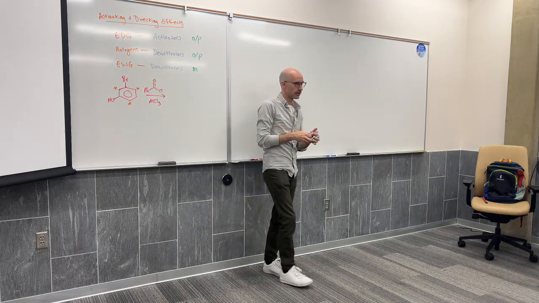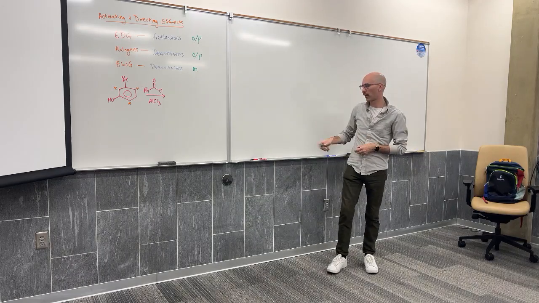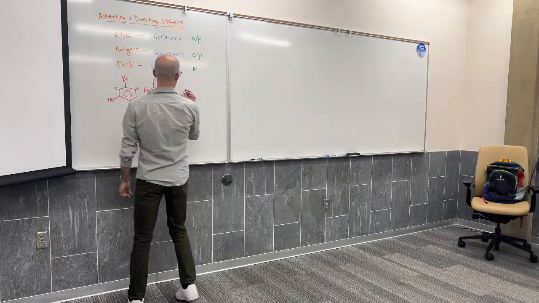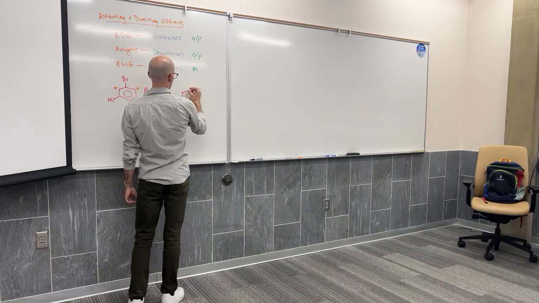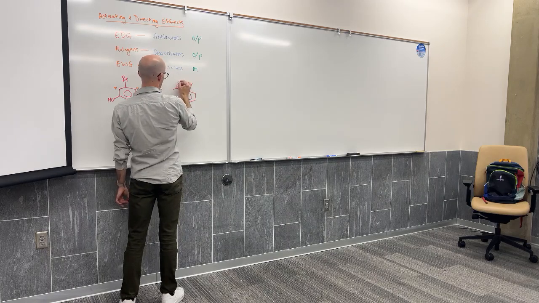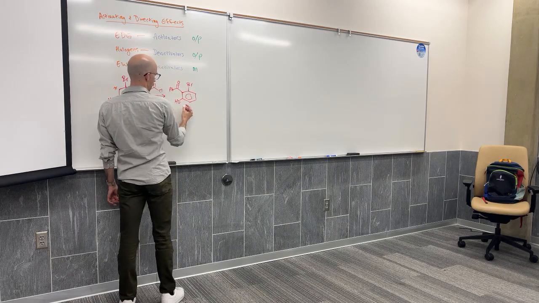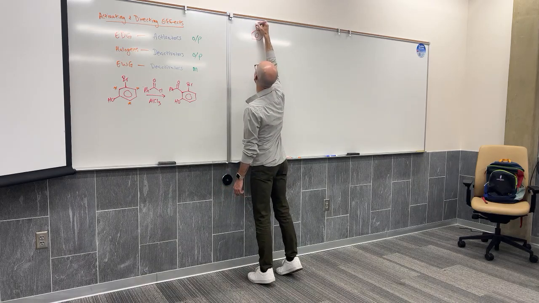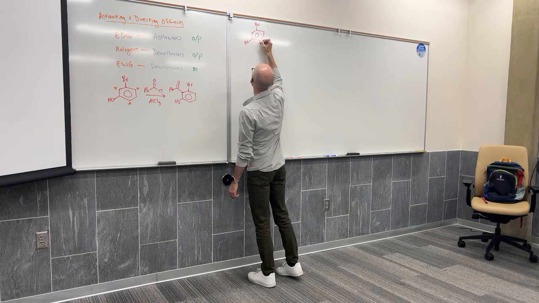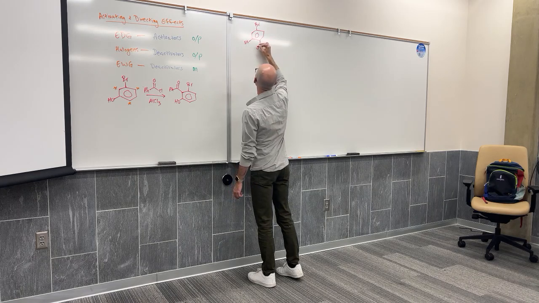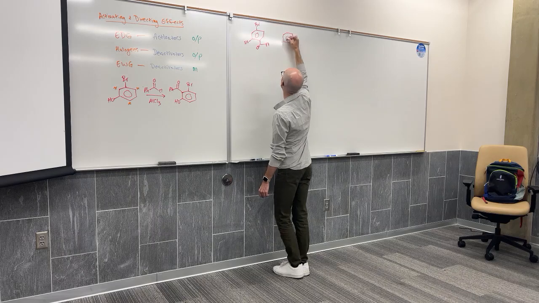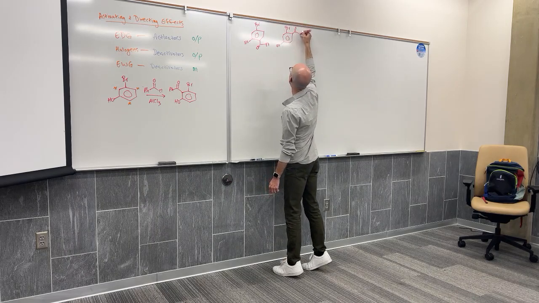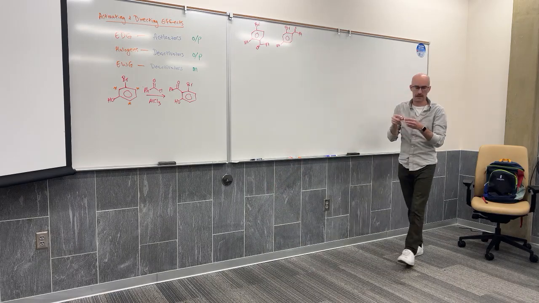So what I want to do right now is draw all 3 possible products, but we're going to pick one of them to show a mechanism for. There's one. There's 2. There's 3.